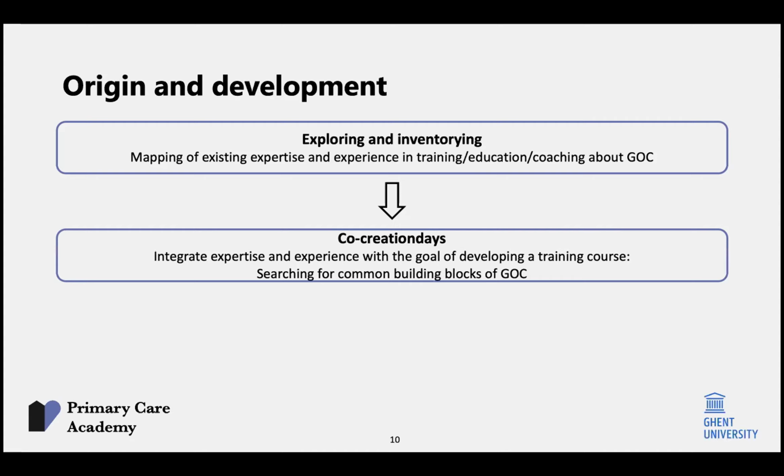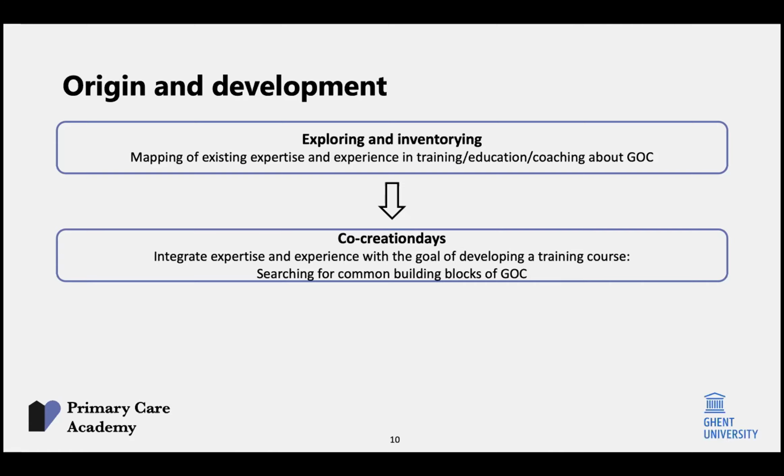Then in the second phase, we brought together all these different developers of these tools. We had them look at what common building blocks there are in these tools on goal-oriented care and how these building blocks can form a training. Because the main goal in this project is to bring together all this expertise and make an overall training on goal-oriented care in which all these tools can recognize themselves.